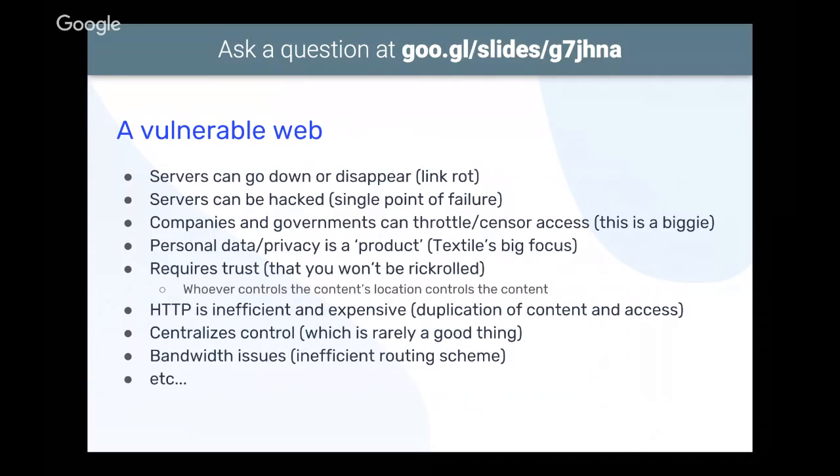The whole client-server system, the way we have it, means that if a server goes down or disappears, the link associated with that particular server will lead to nowhere. This is what we call link rot. Servers can be hacked, which means we've got a single point of failure for a particular service that we may not be very happy with. Companies and governments can censor access when we've got a single point of control like that. Personal data privacy often becomes a product, and this is a big focus of Textile, flipping that idea on its back. And then there's a big idea of trust.